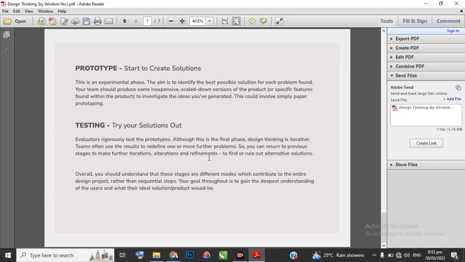So in the next video, I'll be talking about the different tools that are deployed during the design thinking process, especially for the empathize stage, where you get to do your user research and your interviews.